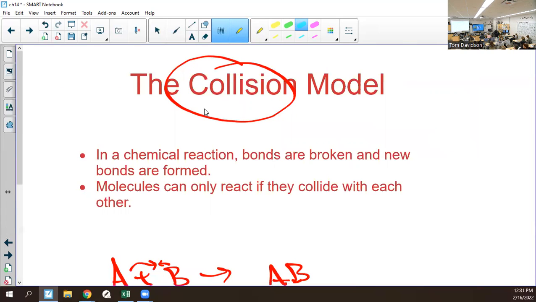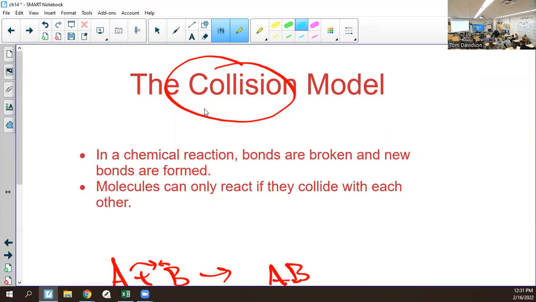Okay, next, this is actually on the AP test, and you should be grateful because all that hard math you did will be worth a point. A question like this will be worth a point. The collision model is super, super simple to understand. It says in a chemical reaction, bonds are broken and new ones are formed, but they can only react if they touch or collide with each other.